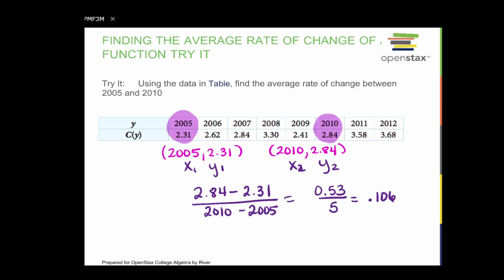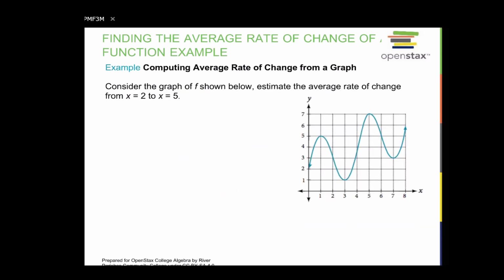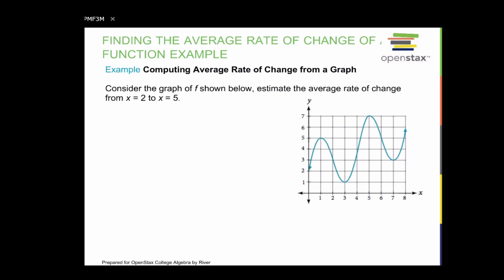Okay, so moving on. Now we're going to do the same thing but on a graph. It says consider the graph of f shown below. Estimate the average rate of change from x equals 2 to x equals 5. So let's find the points. When x equals 2, that's this point, the point 2, 3.